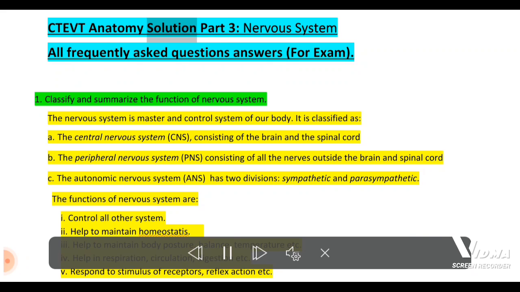CTEVT Anatomy Solution Part 3, Nervous System. All frequently asked questions answers for exam.